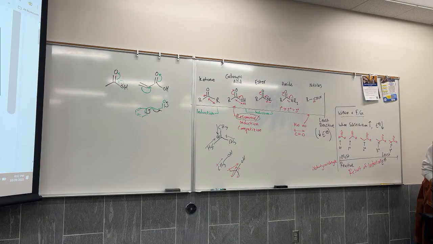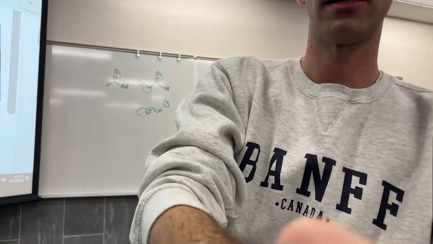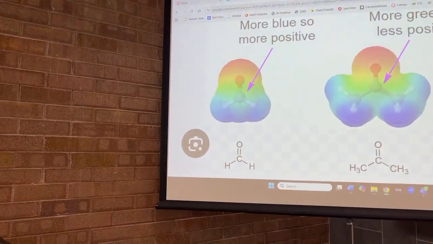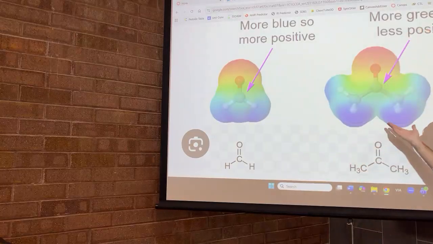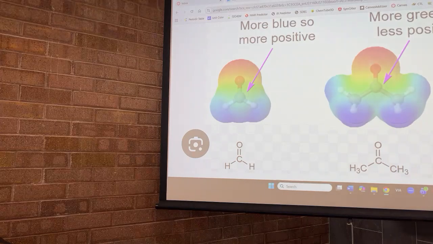I found this image to try and show you the electron density of the carbonyls and show that the aldehyde is more electrophilic than the ketone. I feel like it doesn't make its point very well. I feel like the colors are so similar, it's hard to believe.